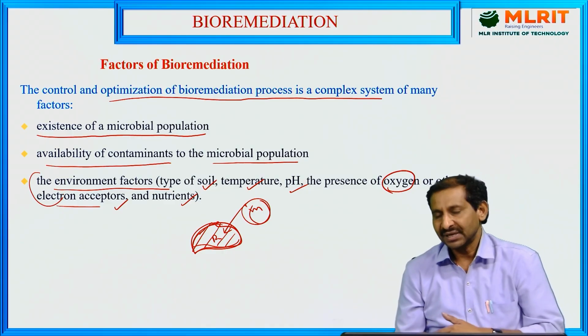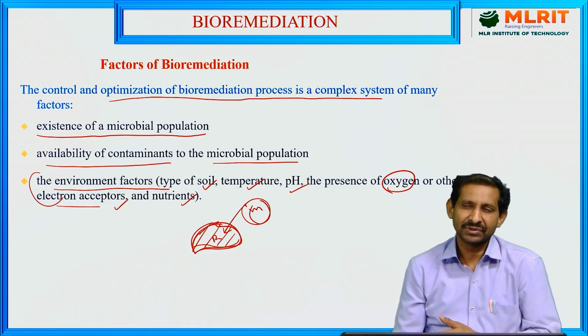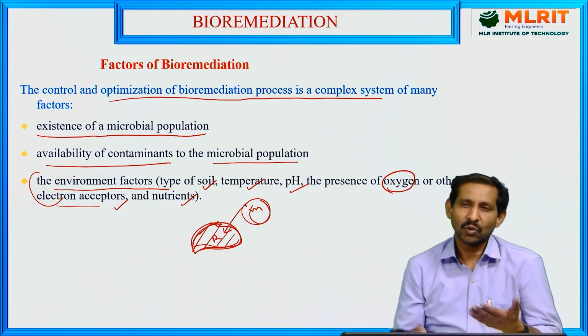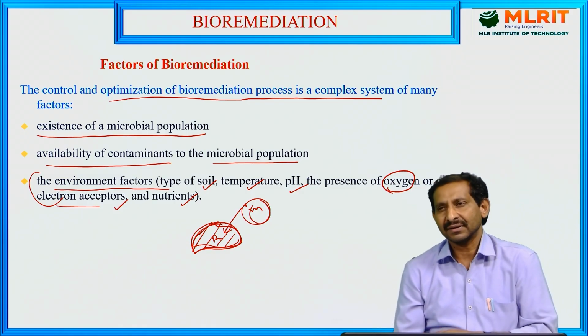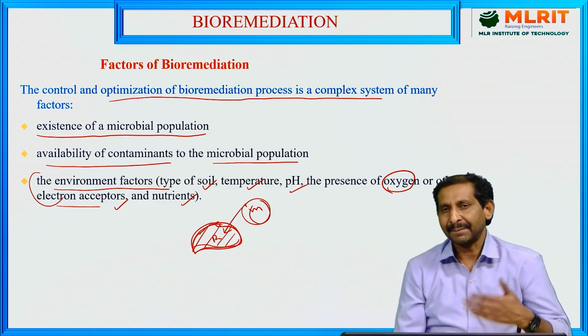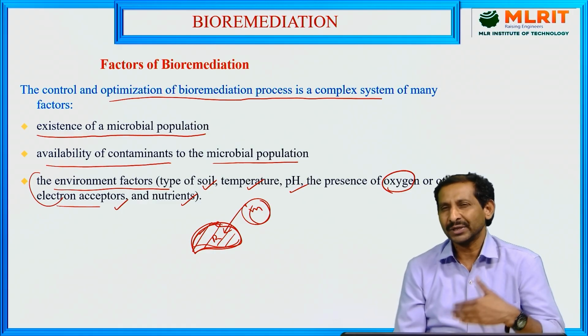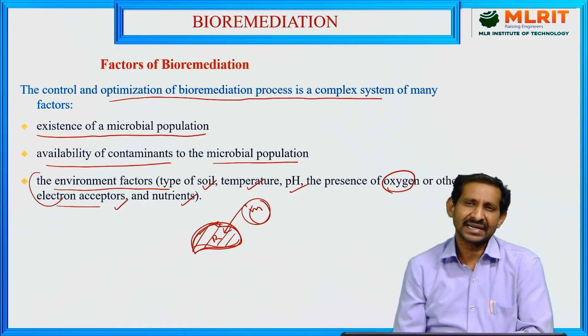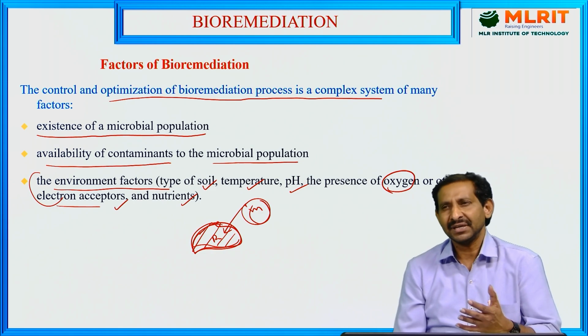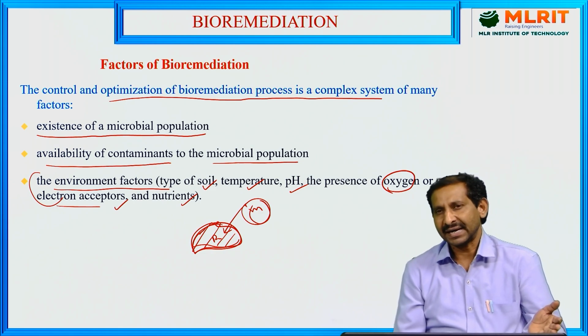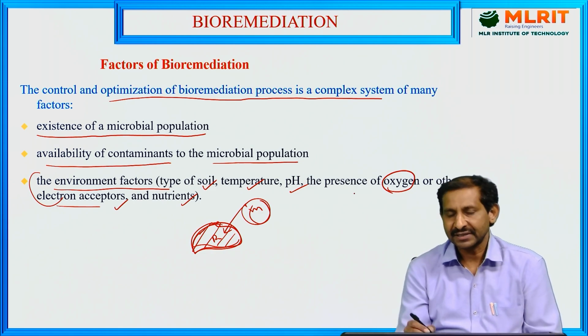For example, if there are pH-sensitive microbes in a place, we cannot remove the contaminants there. Similarly, some microbes do not grow at higher temperature conditions, so they will not remove the contaminants from the site. So these are all factors that influence the bioremediation.